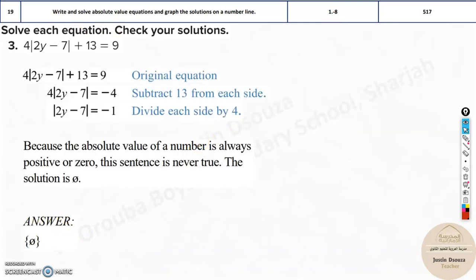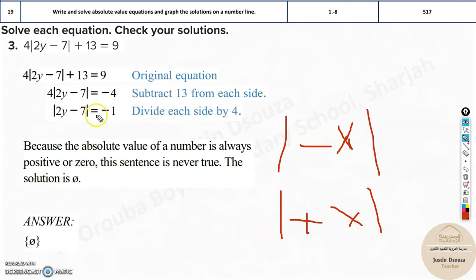I will show you all the answers. Over here, when you simplify this, what happens at the beginning itself? 13 goes to the other side, it becomes -4, then 4 divided by 4. Can you look over here? The absolute value of 2y minus 7 is equal to -1. Is it true? Absolutely wrong, because whatever is inside, whether it is negative or positive, the result must be positive. This is very wrong.